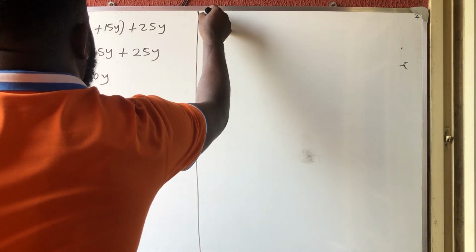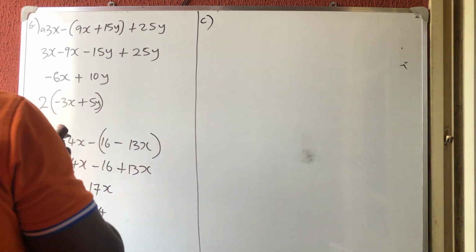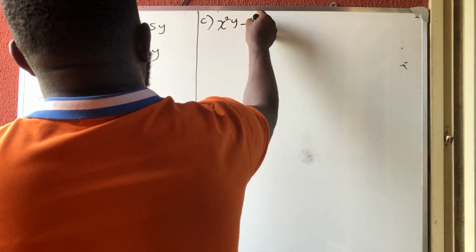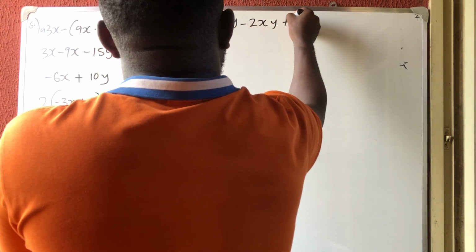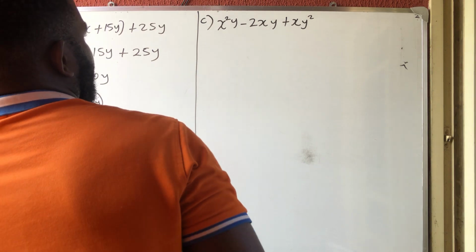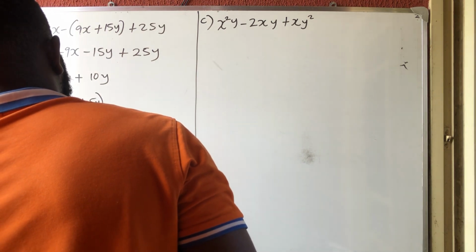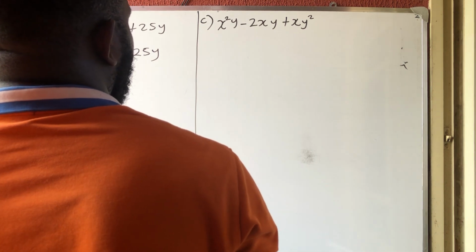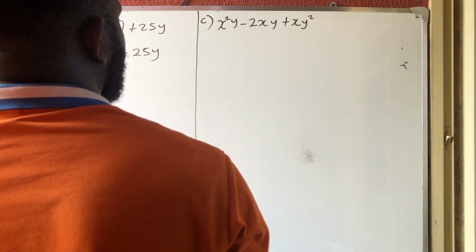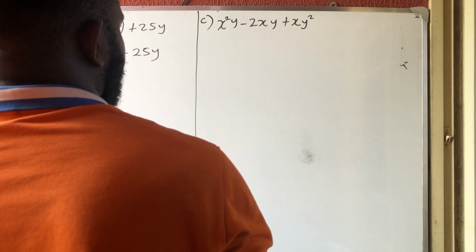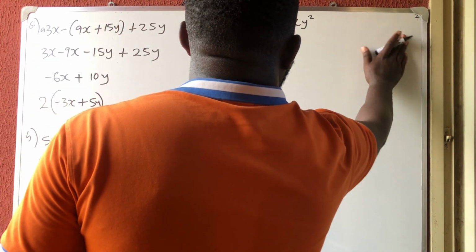So number C said x squared y minus 2xy plus xy squared. Okay, so we want to factorize these things. And how do we factorize these?